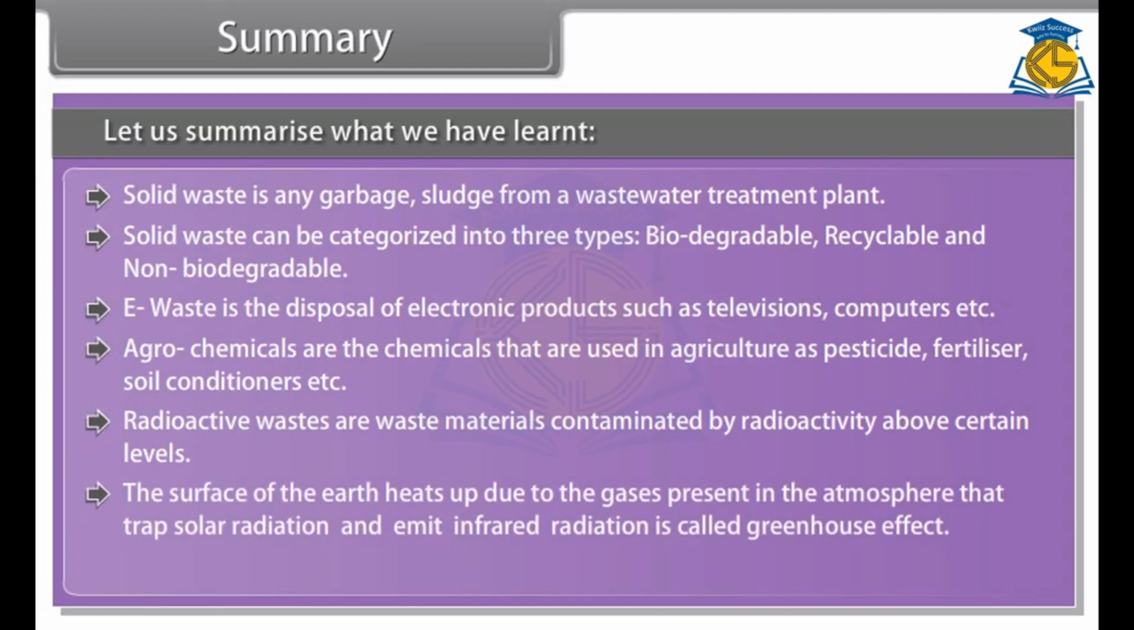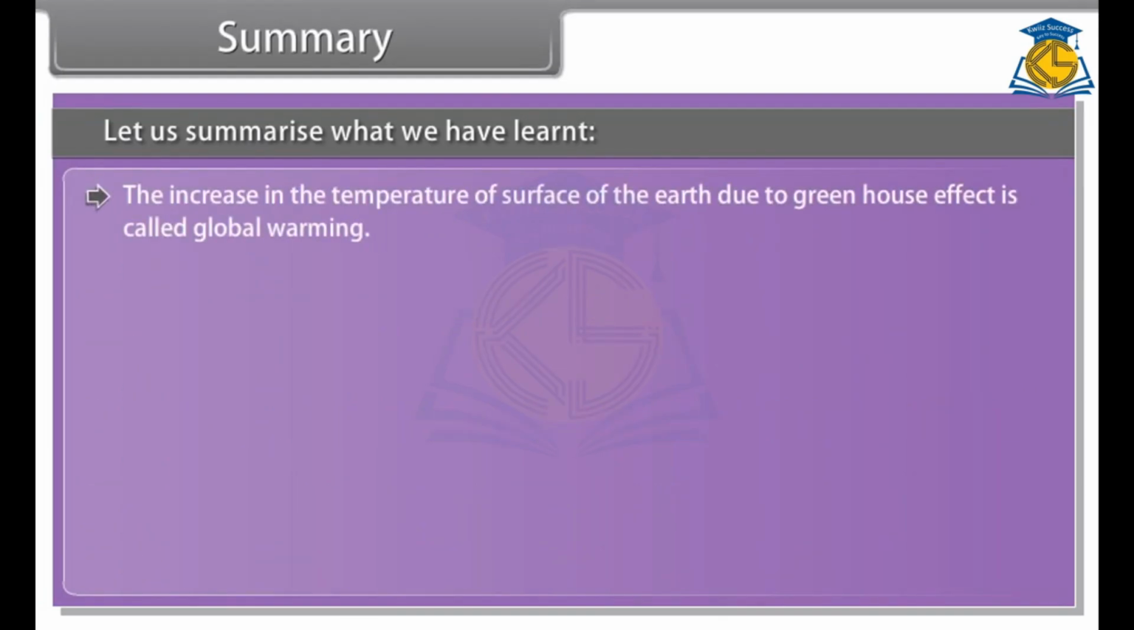The heating up of the surface of the earth due to the gases present in the atmosphere that trap solar radiation and emit infrared radiation is called the greenhouse effect. The gases present in the atmosphere are called greenhouse gases. The increase in the temperature of the surface of the earth due to the greenhouse effect is called global warming.